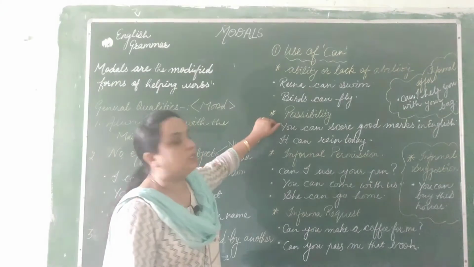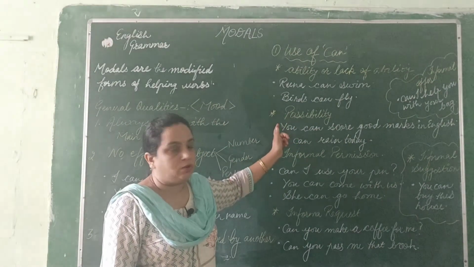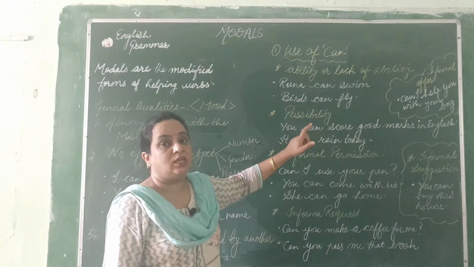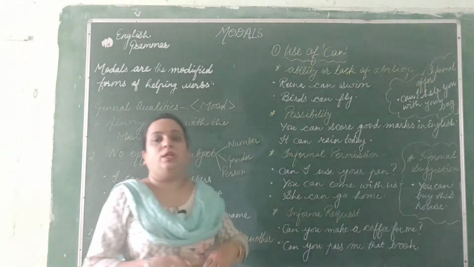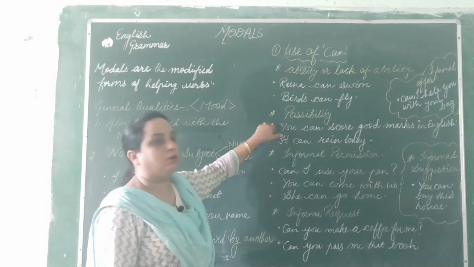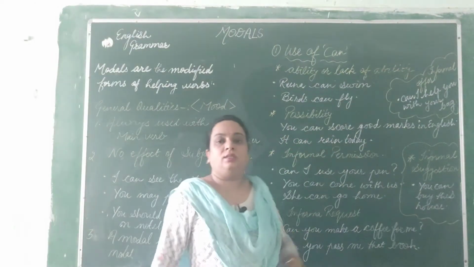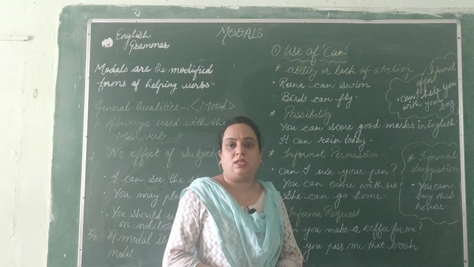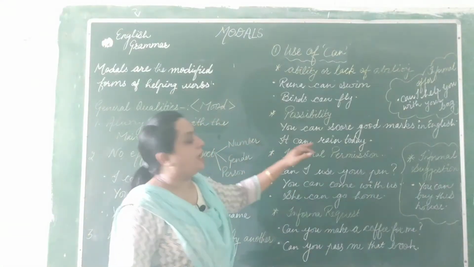Second thing is possibility. To express possibility, we did in the last video also, we can use can. You can score good marks, but in journal, right? So in formal or occasional use we can use this to express possibility. You can score good marks in English. He cannot score good marks in English, so that is lack of possibility. Next is, it can rain today.